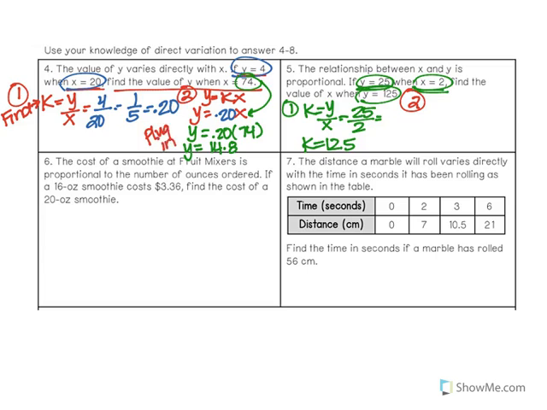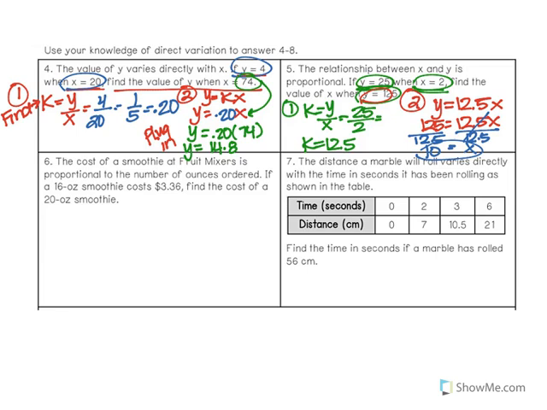Step 2, we're going to plug into y equals 12.5x. We have y is 125, so 125 is equal to 12.5x. We're going to divide by 12.5 to get x isolated, and x is equal to 10.